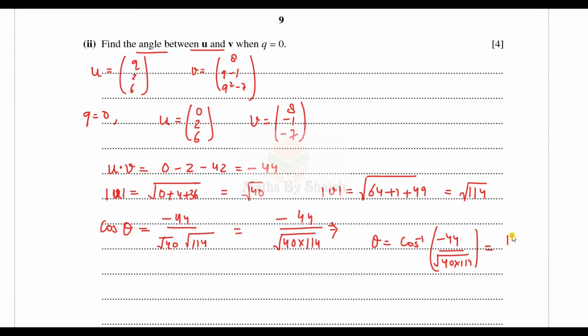It is 130.66 and so on. So the angle between U and V is 130.7, because we need to give the answer to one decimal place in the case of angle. I hope it is clear.